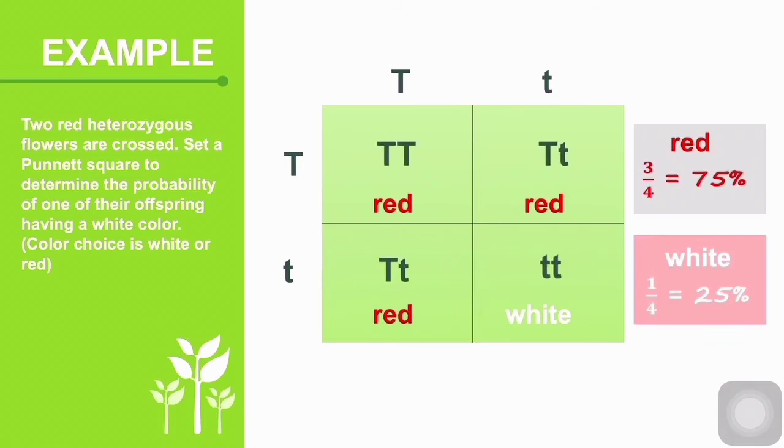Every time we see a capital letter, we have the dominant trait, and it is recessive if both are lowercase letters. So this is dominant, dominant, dominant, and lastly, recessive. So the dominant is 3 out of 4, which means 75%, and the recessive is 1 out of 4, which means 25%. To answer the probability of one of their offspring having a white color, it is 25%.